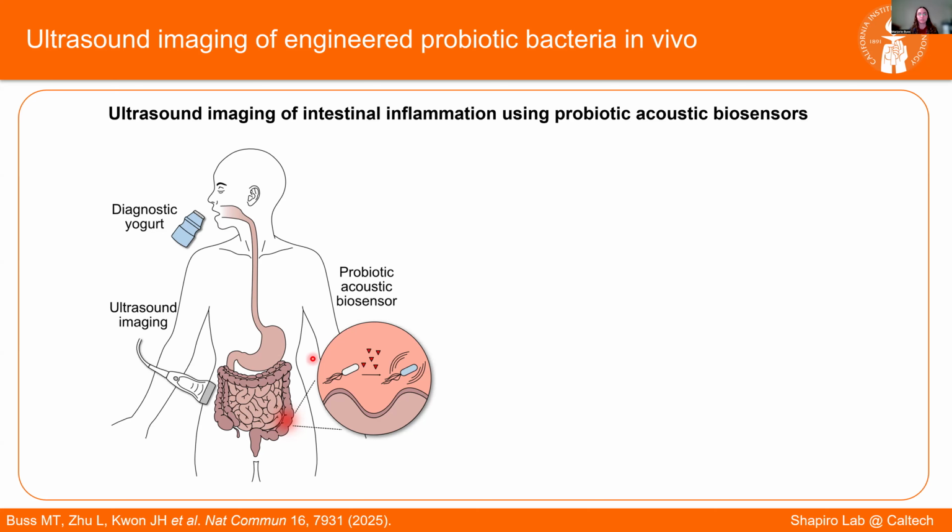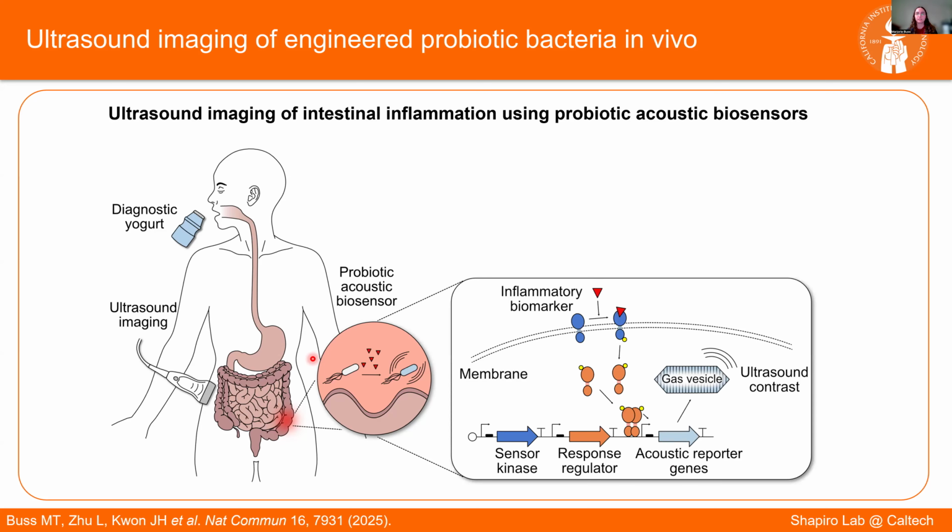So how the bacteria would do this is that we would engineer them with these two-component systems that consist of a membrane sensor kinase protein that when it binds to its ligand, is able to phosphorylate the second component, the response regulator, which then activates transcription of a specific promoter. And we can put this promoter upstream of the acoustic reporter gene, the gas vesicle gene, so that we get gas vesicle expression in response to sensing the inflammatory biomarker that we can see under ultrasound imaging.